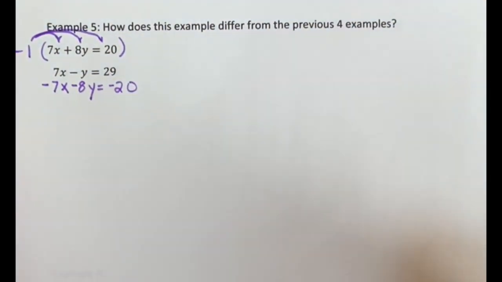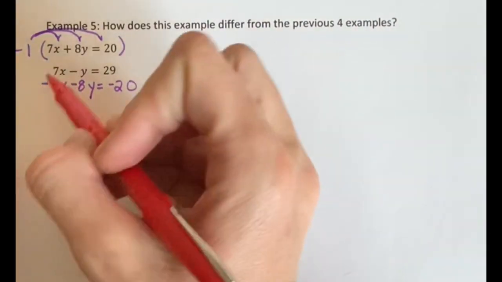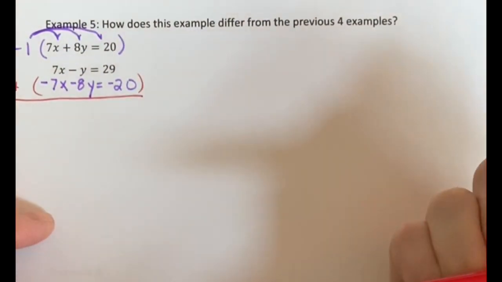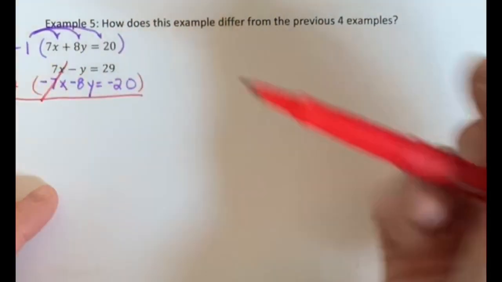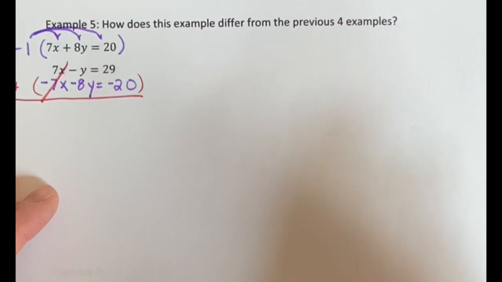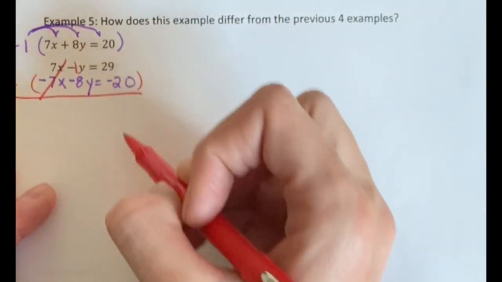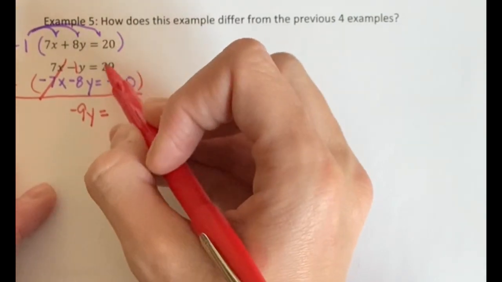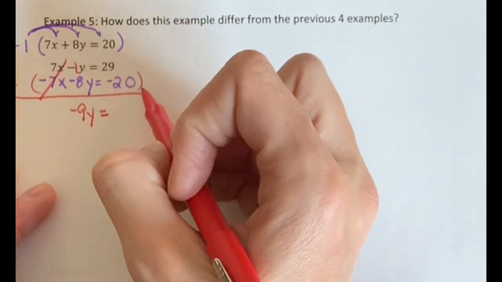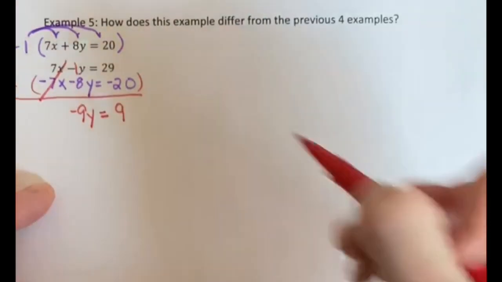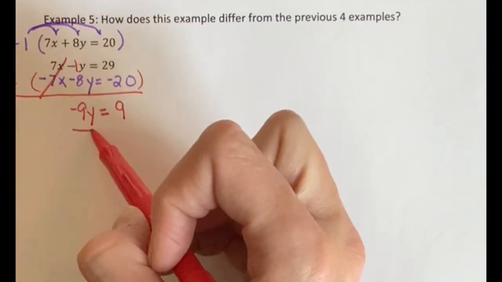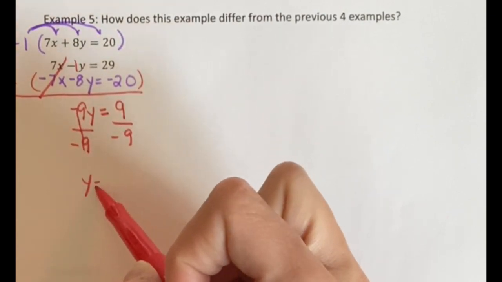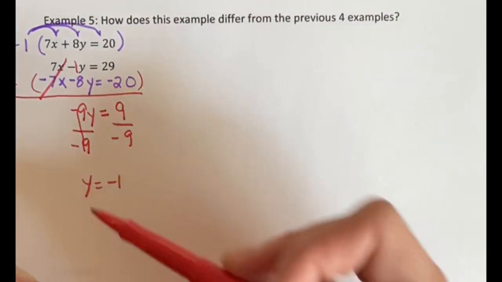Now, these are different signs, so what we're going to have to do is we need to add these equations together. 7x and negative 7x will cancel out. Negative 1y and negative 8y give me negative 9y. And 29 and negative 20 gives me 9. Then we need to divide both of our equations by negative 9, and I get y equals negative 1.